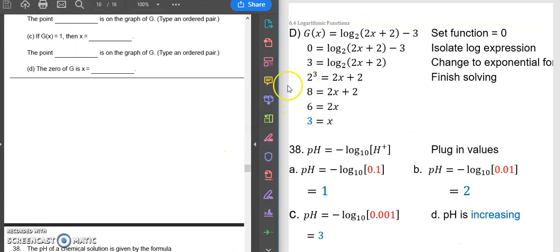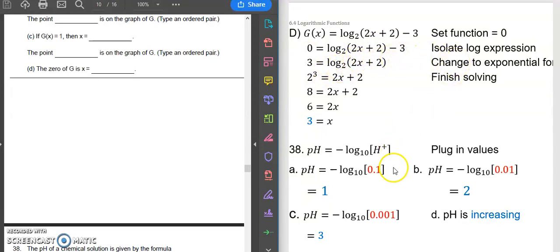So now for part D, it's asking us what is the zero of the function. And remember, the zeros of the function are points on the graph where y is equal to 0. So to solve this one, we're going to set the function equal to 0. We'll plug in 0 for g of x and solve for x. And then once again, we want to get the log expression isolated by itself. So we'll add 3 to both sides. We'll have 3 equals log base 2 of 2x plus 2.